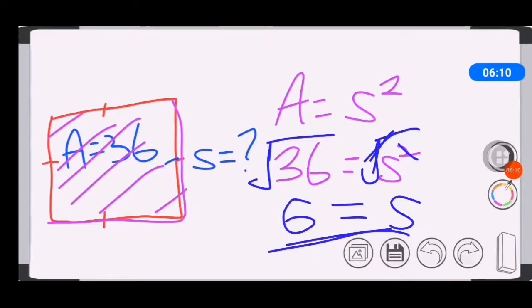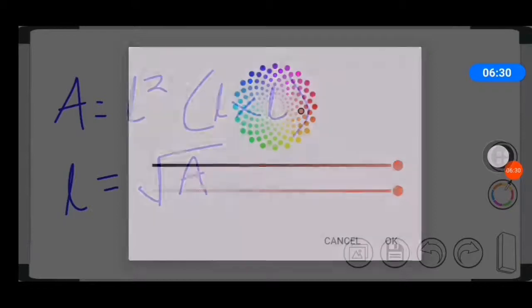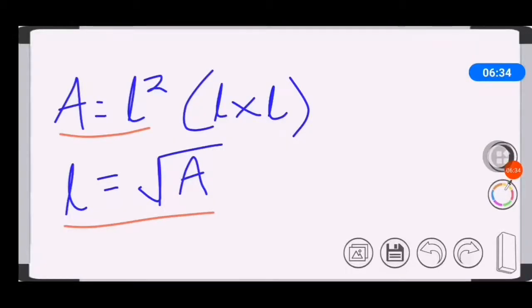Got it? Great. Now I want you to copy the following notes. The area of a square is given by the length squared, that is the length times the length. And to find the length or the side, we find the square root of the area. So you need these two formulas to be able to work out all the area of a square.